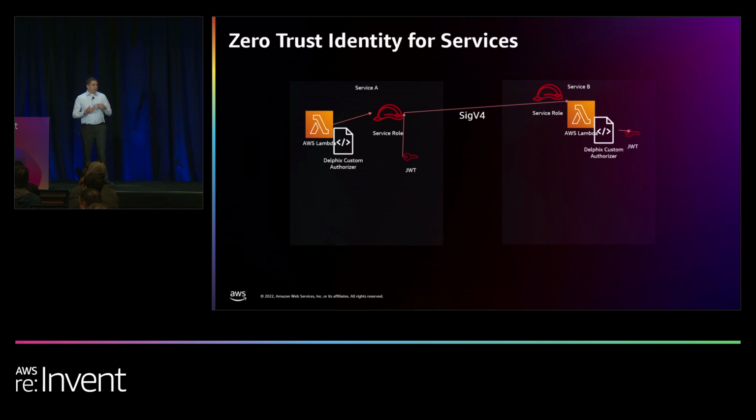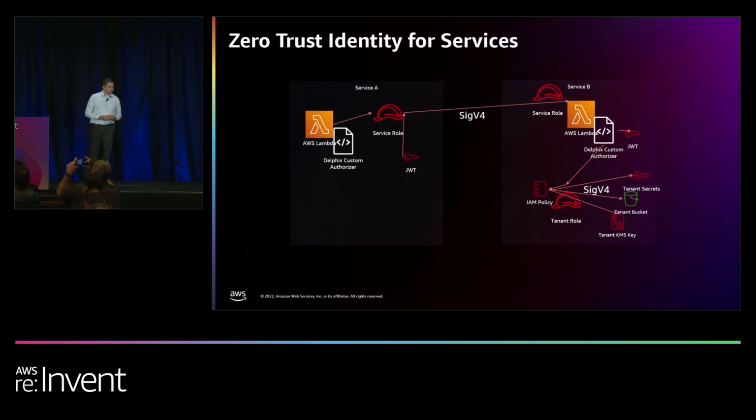From there, the JWT is verified, and then it allows the tenant to assume role to the tenant role. That tenant role has an IAM policy, which grants it access to specific tenant resources, such as KMS keys or S3 buckets, etc. And now they can do SIG-v4 authentication using the tenant role to access those resources.